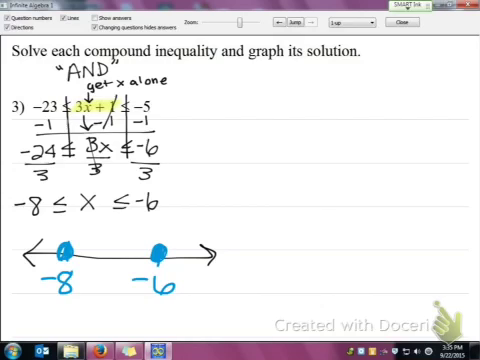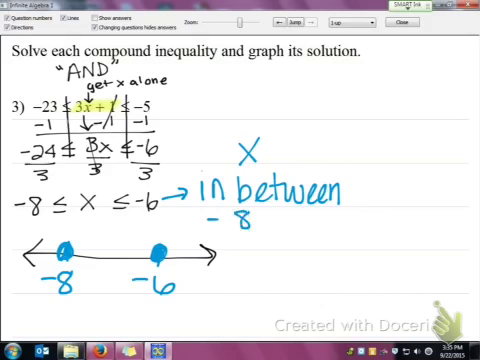And then remember when we talked about this, another way that we could read this was in between. So we could say that x is in between negative 8 and negative 6. So notice how I throw that and in there right there. So that means we want in between negative 8 and negative 6.